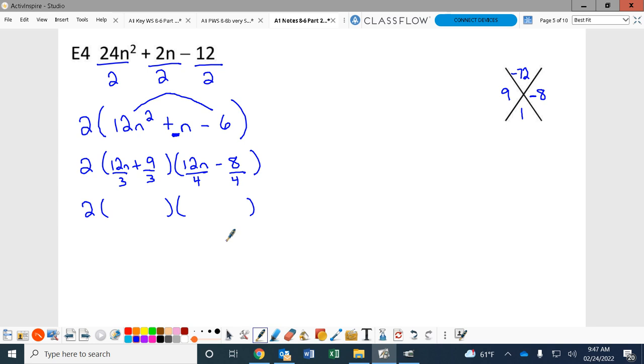So 12n divided by 3 is going to put us at 4n, plus 9 divided by 3 is going to put us at 3. 12n divided by 4 is going to put us at 3n minus, and then that 8 divided by 4 is going to put us at 2. The GCF for the binomials cancel out. The GCF for the whole thing stays in the front. Questions, concerns, anything before I keep going? No? Okay. Here we go.